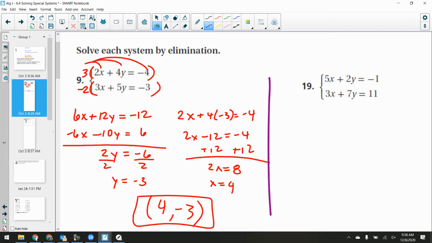Is this supposed to come out the same thing as the other one? Yes. What did I do?